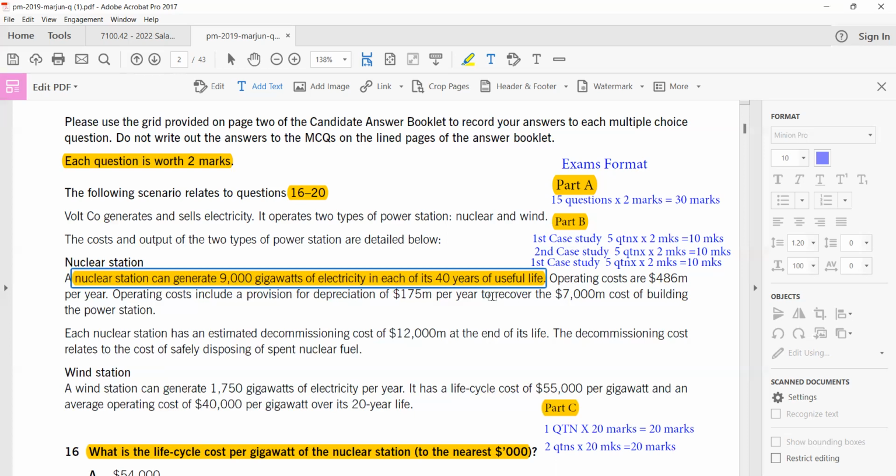So we proceed, right? So Daniel, can you walk us through? Operating costs are $486 million per year. Operating costs include a provision of depreciation of $175 million per year to recover the $7,000 million cost of building the power station. Each nuclear station has an estimated decommissioning cost of $12,000 million at the end of its life. The decommissioning costs relate to the cost of safely disposing of spent nuclear fuel.